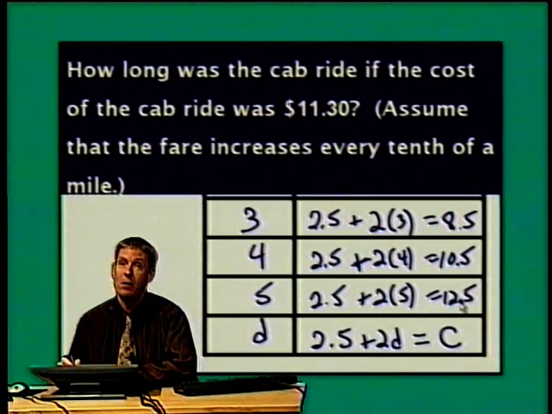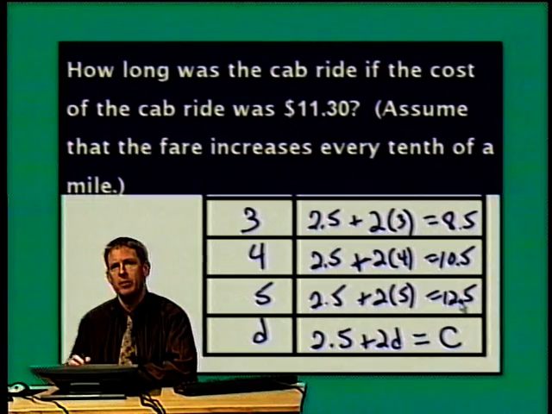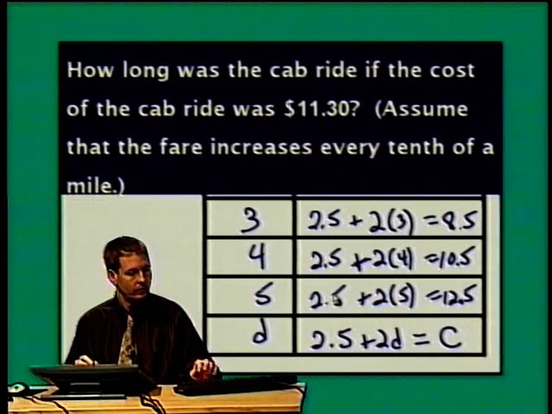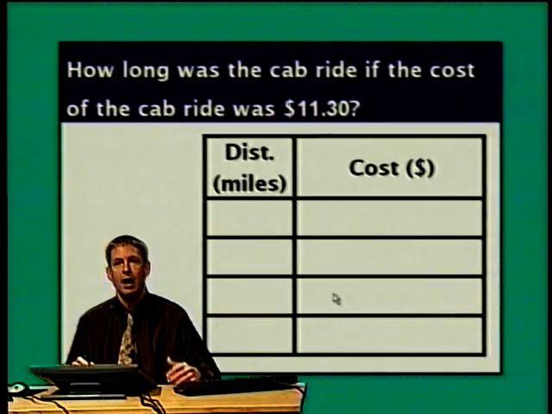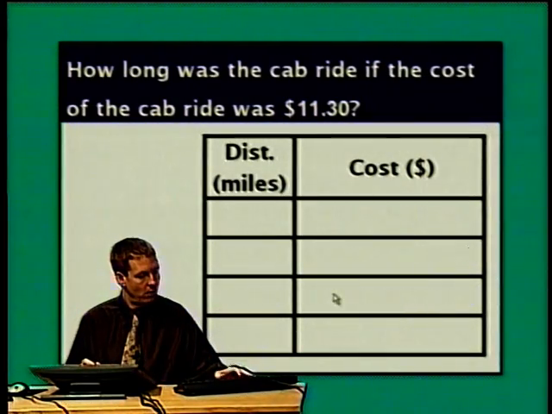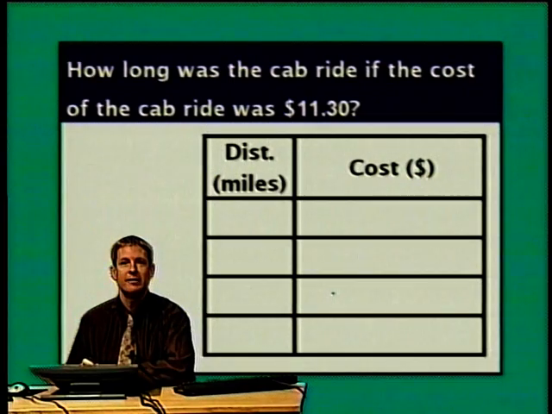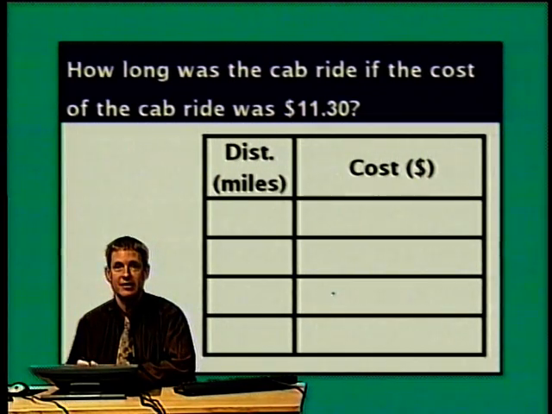So again, I would expect if the cost of the cab ride was $11.30, that the distance traveled is probably closer to 4 miles than 5 miles. Now I'm going to use what we call the guess and check method to figure out how long this cab ride was. I'm going to start a new table, and I'm just going to guess different distances.